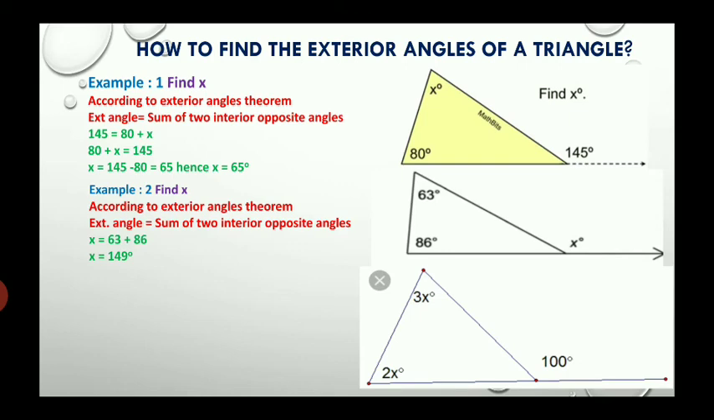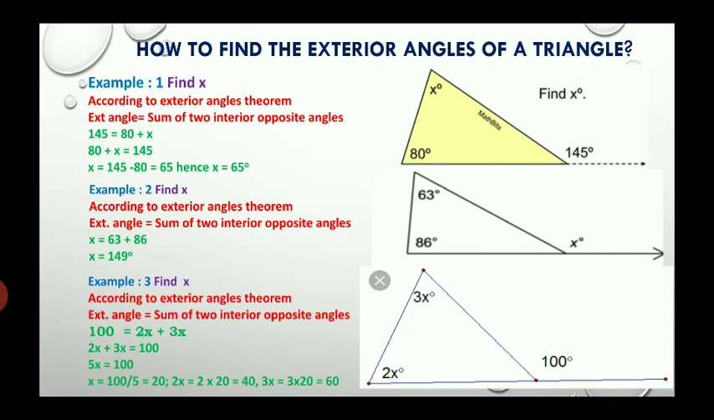So how to find this? Now you see, the exterior angle 100 is equal to the sum of the 2 interior angles, so 2x plus 3x. So 2x plus 3x is how much? 5x. So 5x is equal to 100. So x is equal to 100 divided by 5. Why divided? Because on that side it is multiplied. When it crosses the equal sign, it becomes division. The opposite of multiplication is division. So 100 divided by 5 is 20.